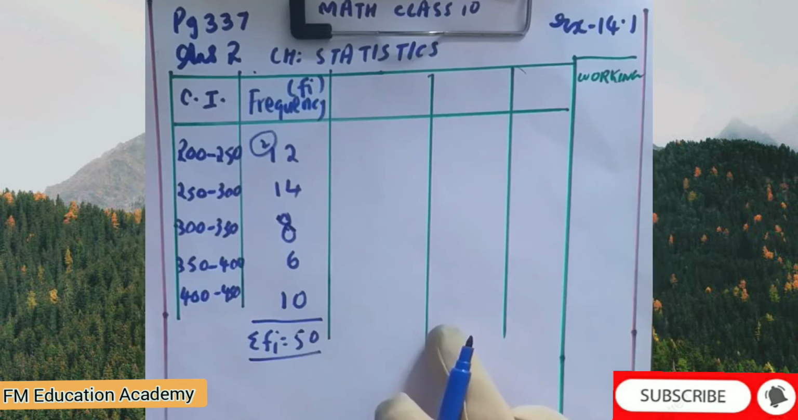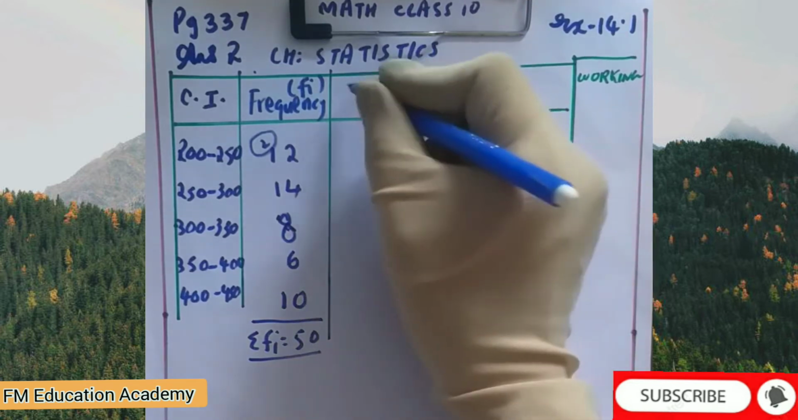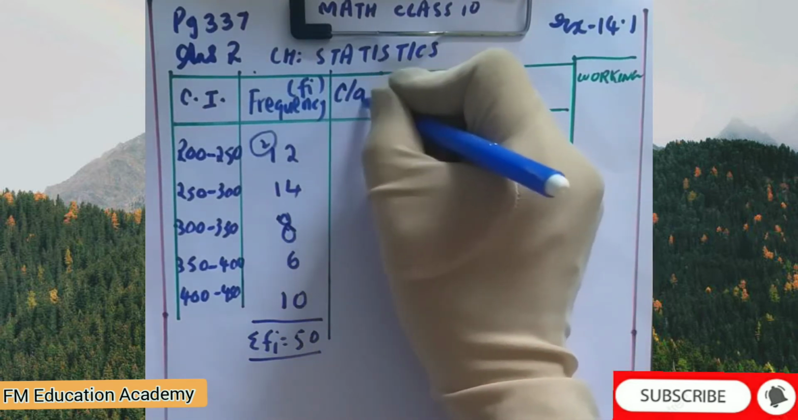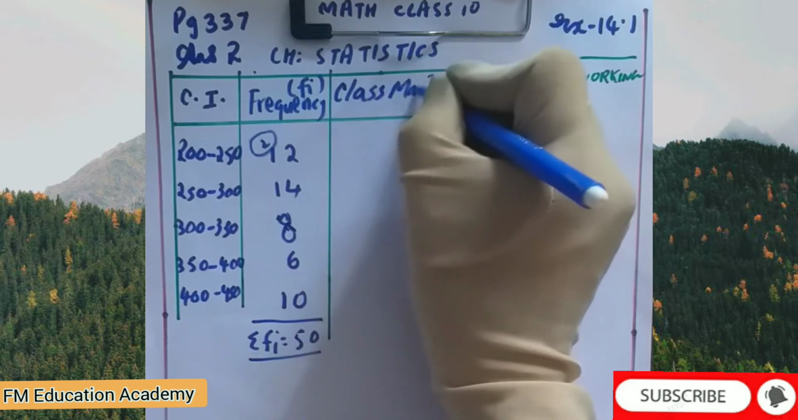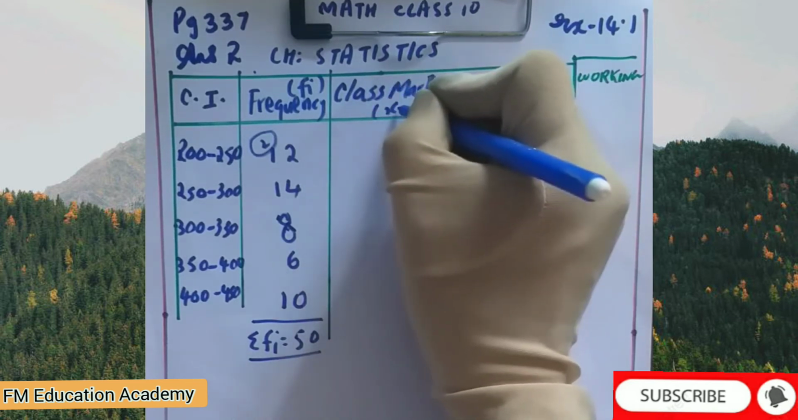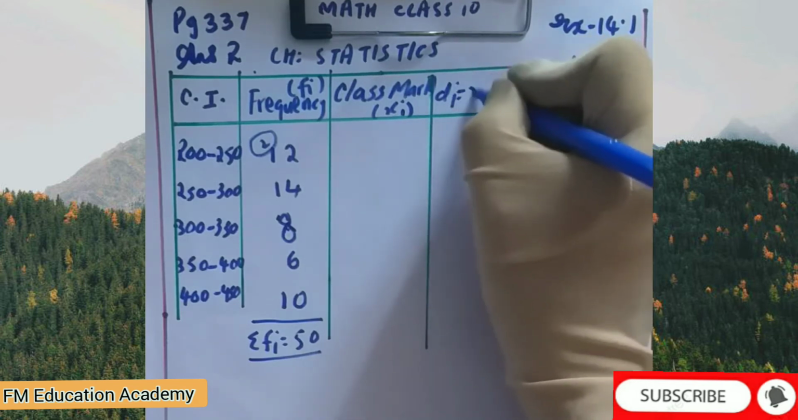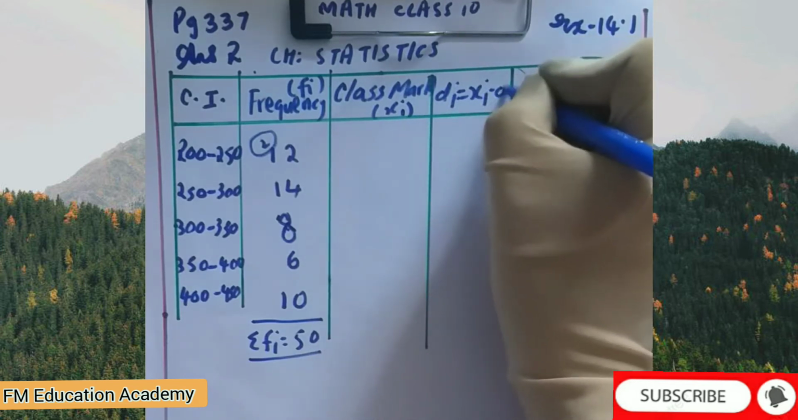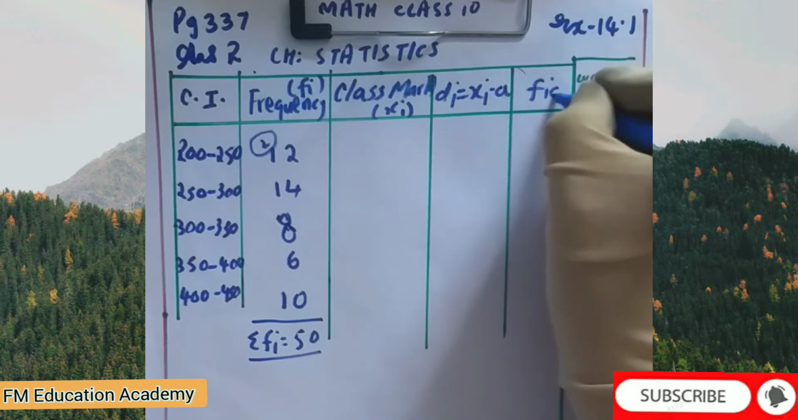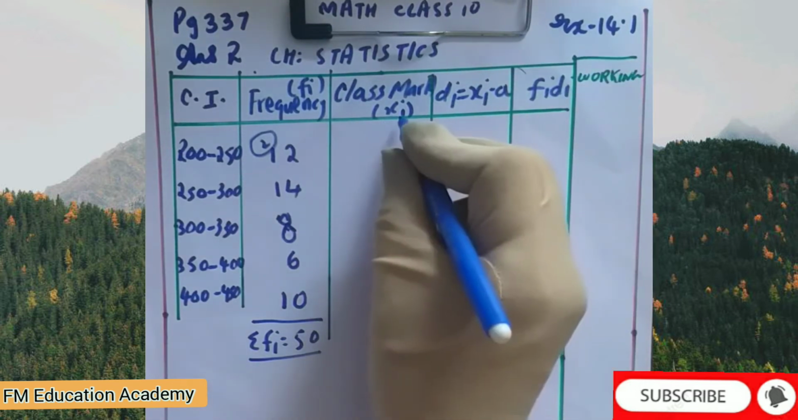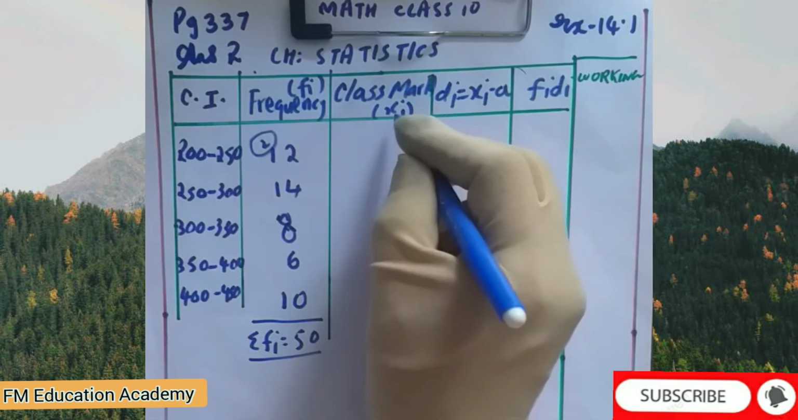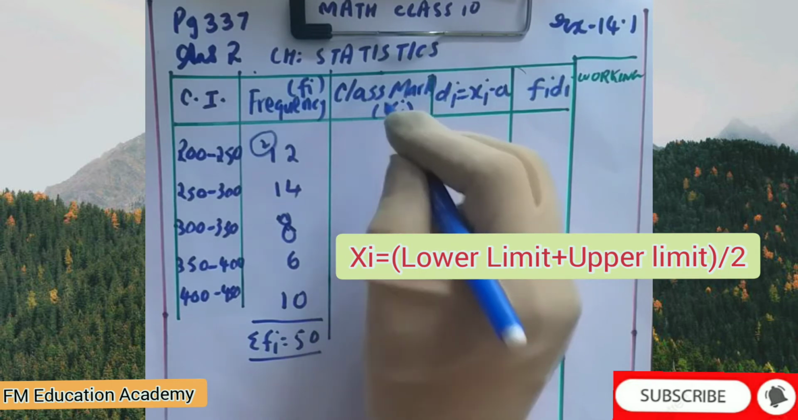Now here I am using assumed mean method. So in assumed mean method we have 5 columns: class interval, frequency, class mark, that is indicated by xi, then we have di equals xi minus a, and then in the last column we have fi di. So first let us find out class mark xi. Class mark xi is given by lower limit plus upper limit divided by 2.